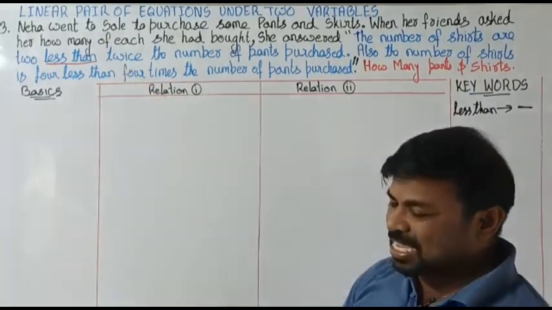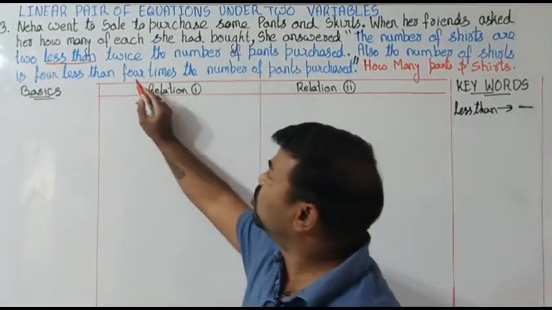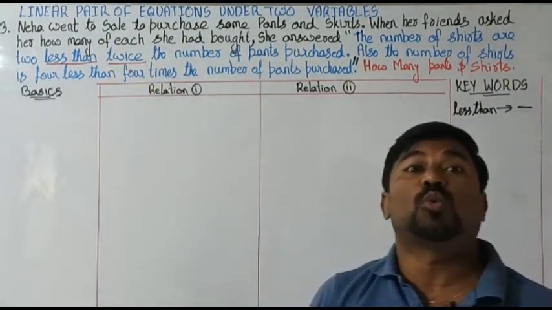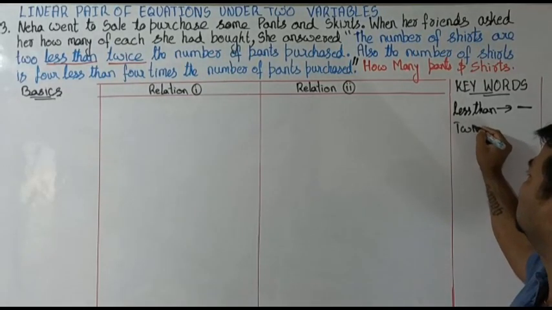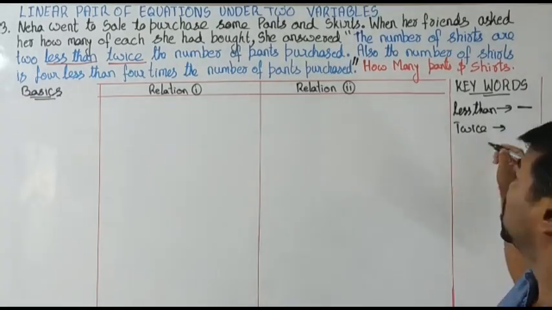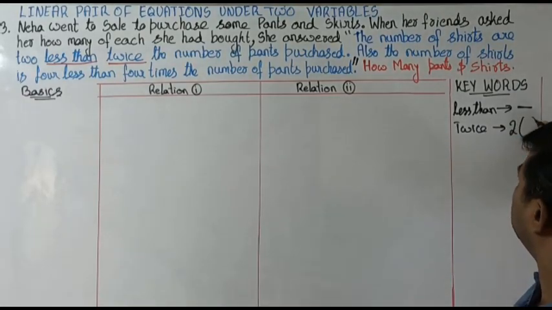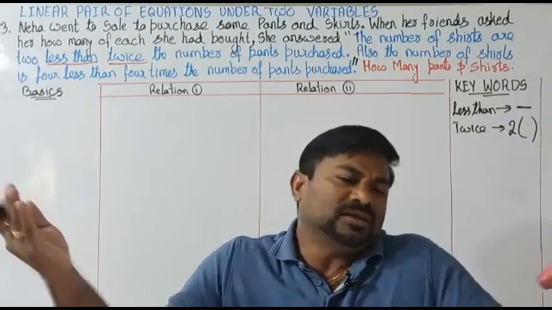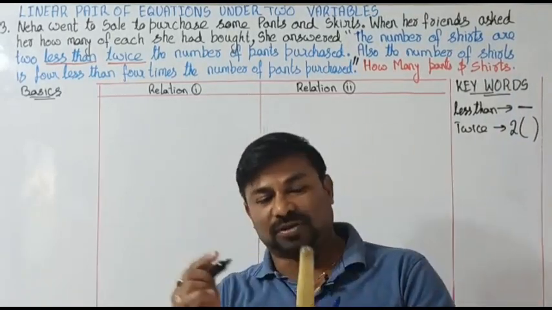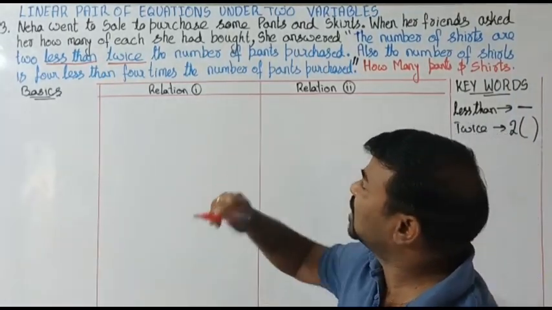Now twice. This is the second keyword. What is the meaning of twice? T-W-I-C-E. Twice means 2 times of something. What is that something? The variable. 2 times of something is nothing but twice. That is the second keyword.